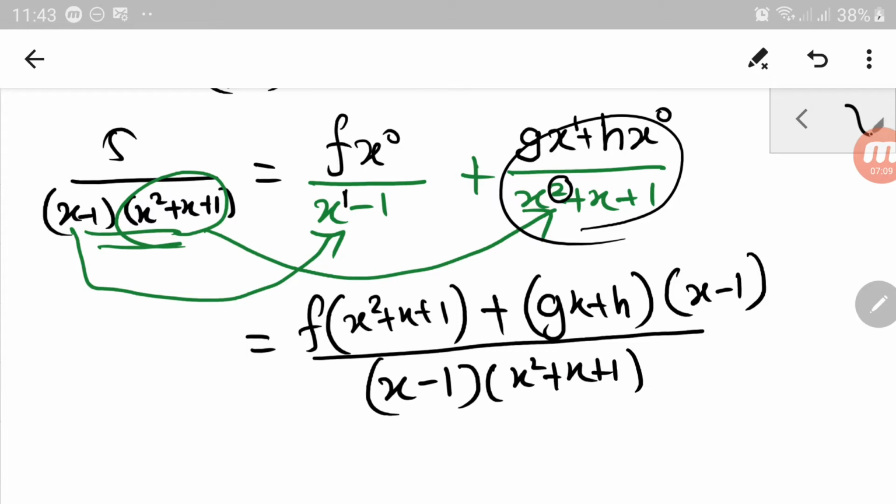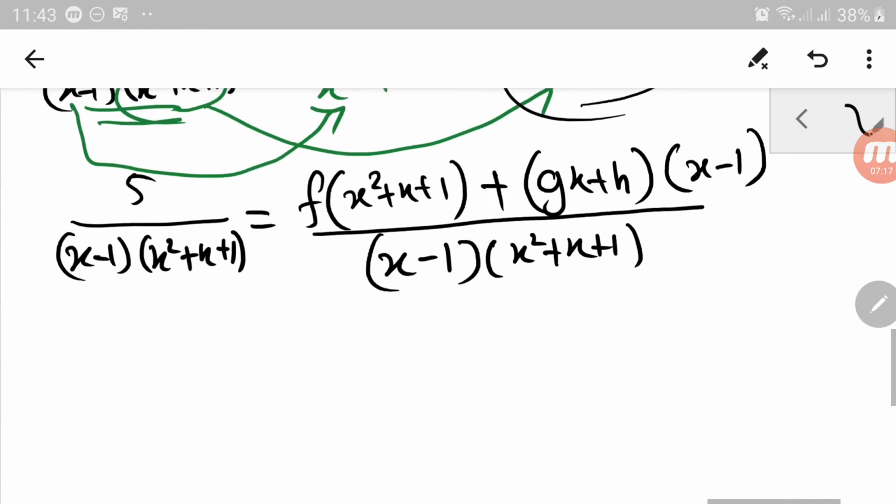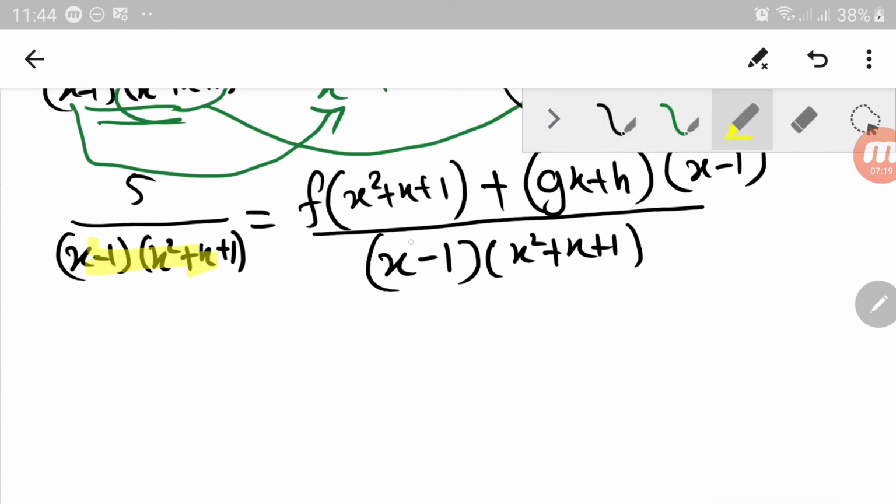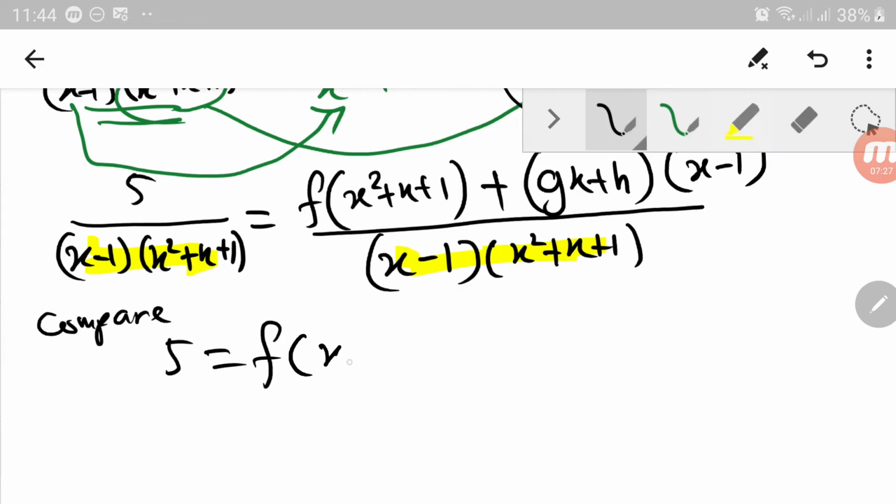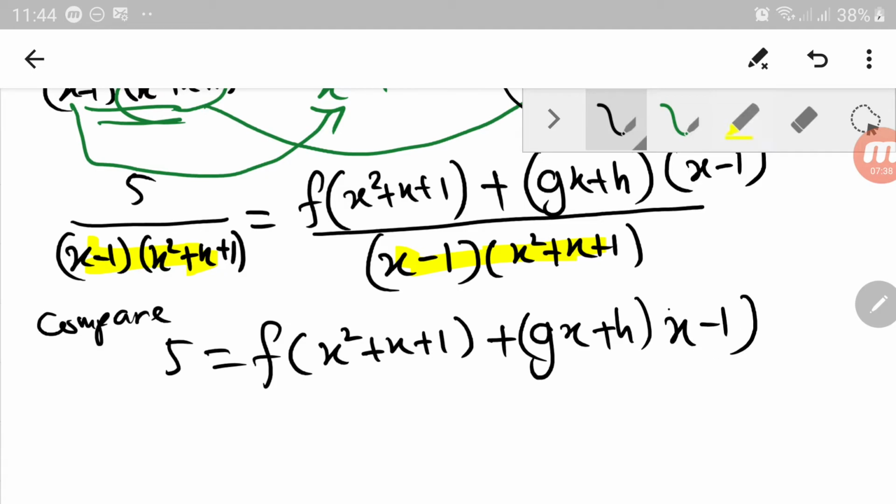Now we can compare, since the denominators down here are the same. Compare: 5x plus 1 equals f times x squared plus x plus 1, plus gx plus h times x minus 1.